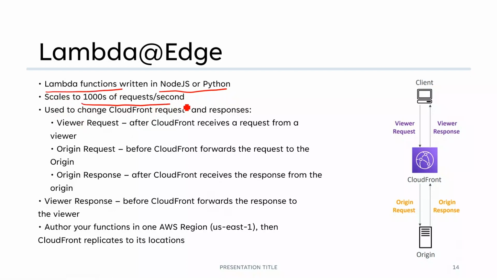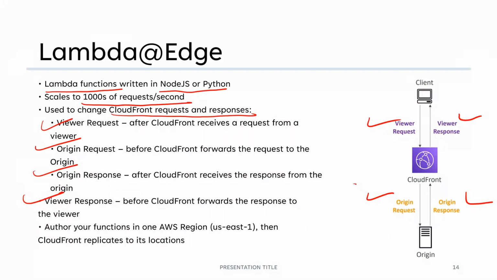They scale to thousands of requests per second. They are used to change the CloudFront requests and responses, which are the viewer request, origin request, origin response, and viewer response. So you're going to change all these four things. You can manipulate the client's request and response, which are the viewer request and response, and you can also manipulate the origin request and response. So if your use case is to deal with origin request and response, then you can use Lambda@Edge functions.